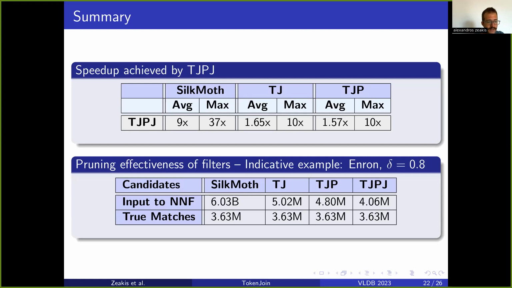And finally, in an indicative example with N1 and delta 0.8, we can see the effectiveness of our filters. SilkMoth leads 6 billion pairs to NNF, out of which 3.63 million are true pairs. Instead, in our methods, this number is 5 million for TJ, 4.8 million for TJP, and 4 million for TJPJ. The difference is huge, justifying the differences in execution time that we observed in the previous slides.